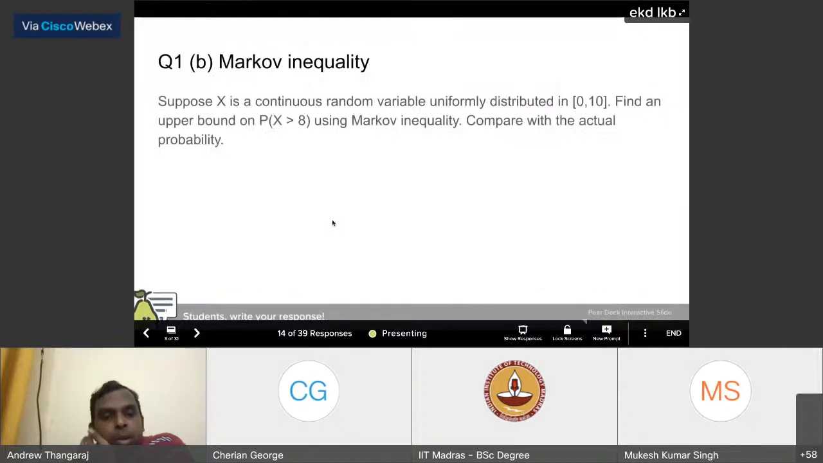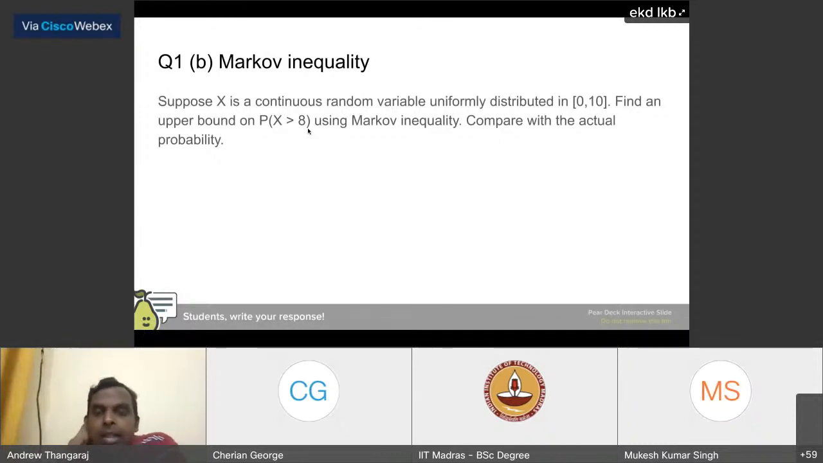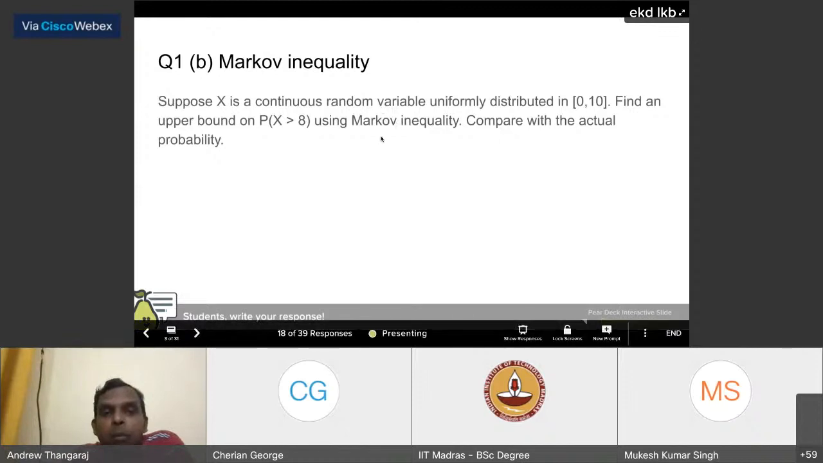Let me see how many people have answered. So the expected value, the first step is to find the expected value of this distribution. Once you find this, Markov inequality is just straightforward to use, right? Probability that x is greater than something is less than or equal to expected value of x by that same thing. So once you find the expected value, the answer will be clear.